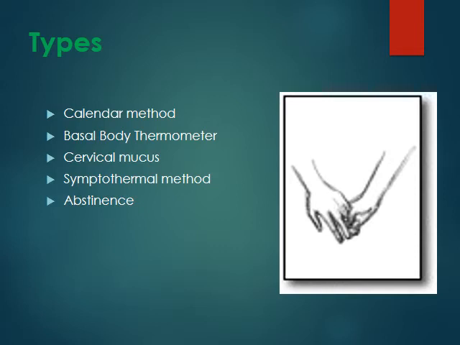Symptothermal method is a combination of the calendar method and taking their temperature. It's going to be a little more effective. The best method, most effective method for not getting pregnant is abstinence. However, is that realistic? It depends on your patient. We need to include that, though, as a method because it is a very legitimate method of birth control.